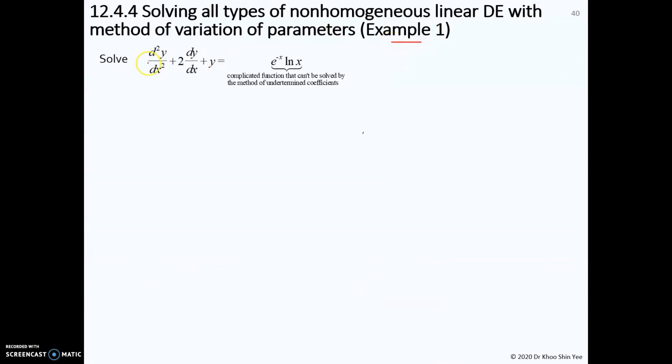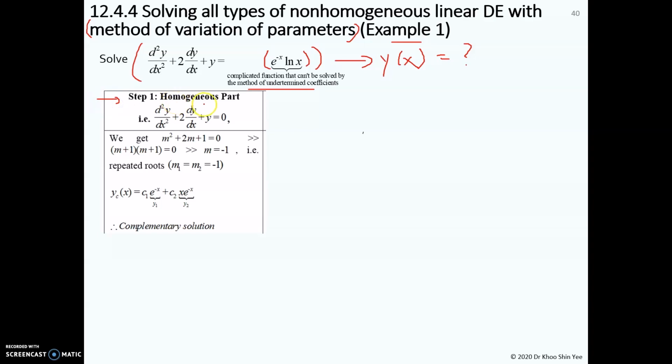In this example, we have a second order ODE where you want to solve for y with respect to x. Based on the right hand side, the function is complicated and it cannot be solved by using the previous method of undetermined coefficient. So in this case, we can use the method of variation of parameters to solve it. In the first step, we will solve the homogeneous part first by letting the right hand side equal to 0. So in this case, we convert it to the characteristic equation where the y double prime becomes m squared, y prime becomes m, and y becomes 1.